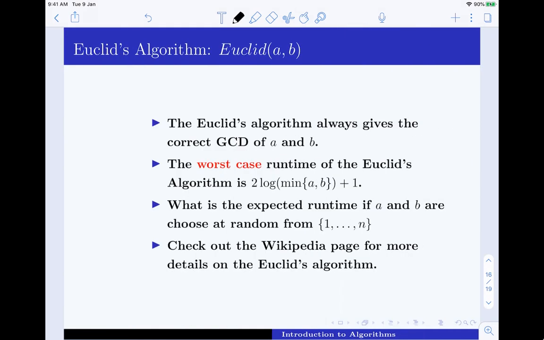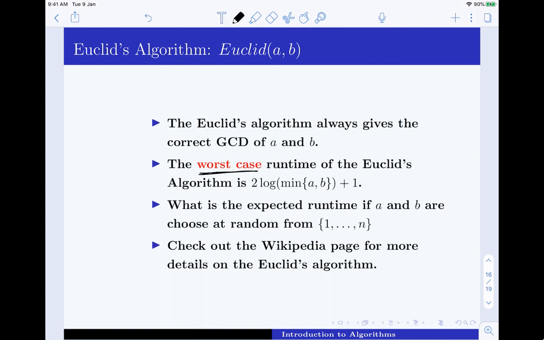In fact, you can say something more. In fact, one proves that the maximum, or what we call the worst case running time, is upper bounded by 2 times the minimum of A comma B plus 1. Now, what is the best case running time?